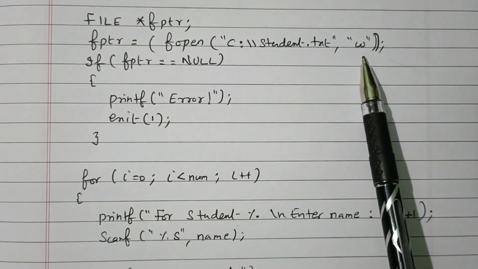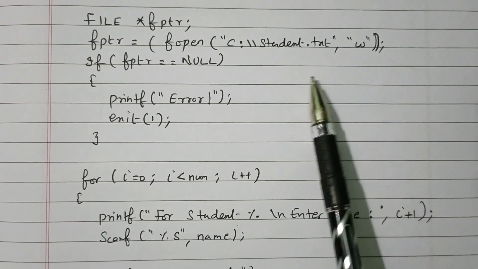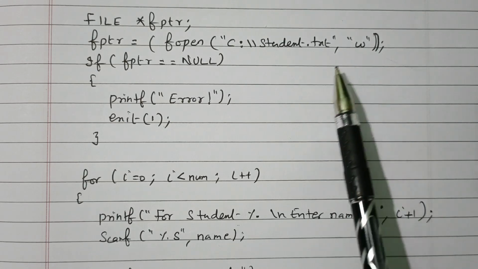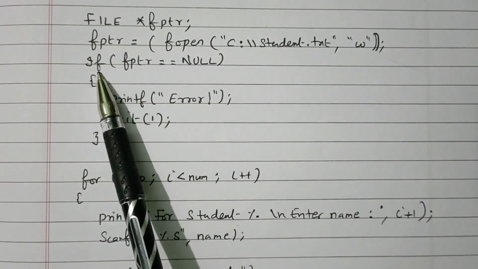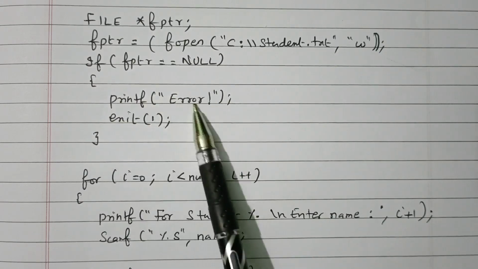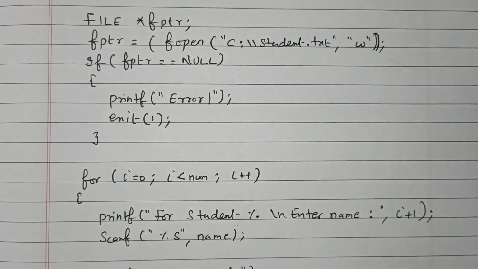w refers to the mode used for writing purposes. We are going to write the data. Similarly, there are reading and appending modes, which we discussed earlier. Now if any error is there, that must be verified. If file pointer equal to NULL, printf error and exit. We cannot proceed if any error is available. If the error is not available, we can proceed.